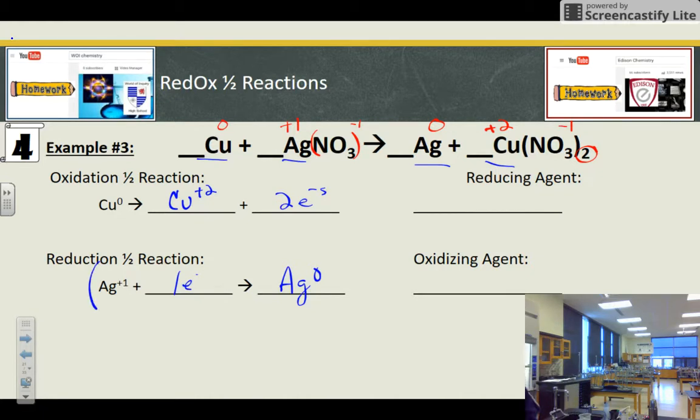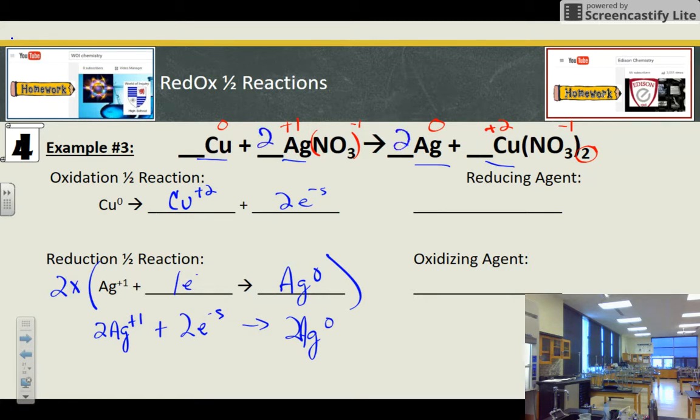So what I do is I multiply this whole thing by 2 and say 2 Ag plus 1s plus 2 electrons goes to 2 Ag0s. And then those 2's going to come up here. So the 2 has to go here. And the 2 has to go here. And then, oh, look, I'm balanced because, see, it wasn't balanced with the NO3s. So there you go. So this is how we can balance using charge.